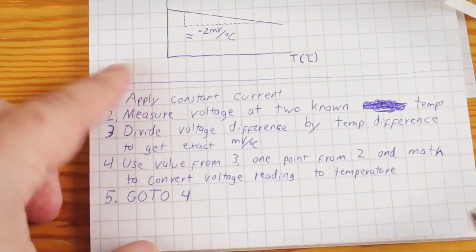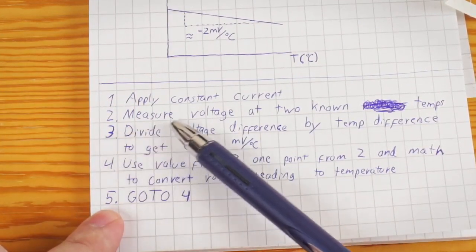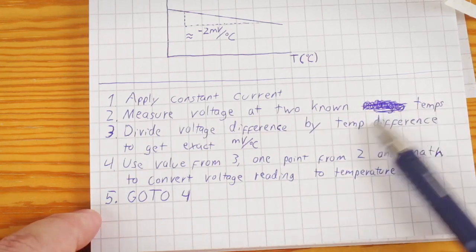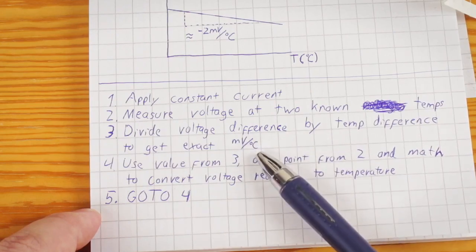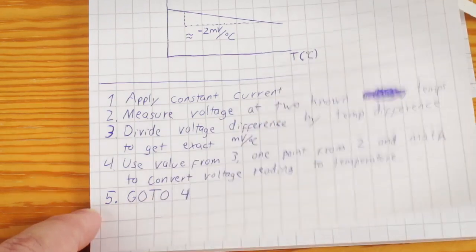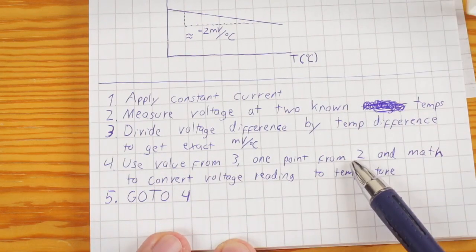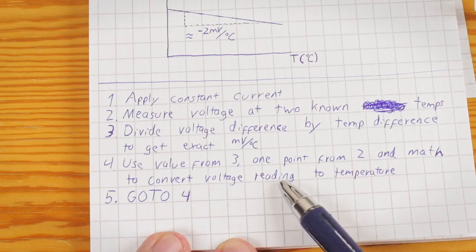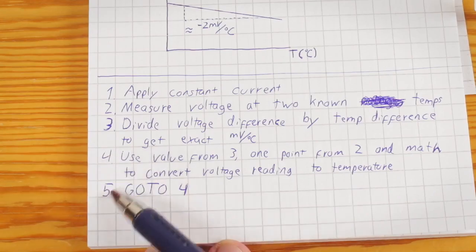First thing is to apply a constant current through the diode, then measure voltage at two known temperatures, then divide the voltage difference by the temperature difference to get the actual millivolt per Celsius change. Then simple math can be used to get the actual temperature from a voltage reading by using one known temperature point from step 2 and the calculated value from step 3. Then repeat as many times as needed.